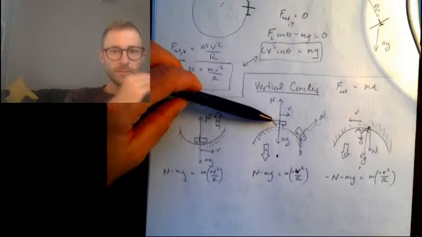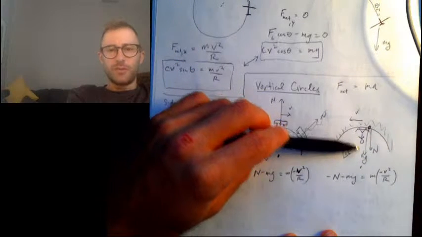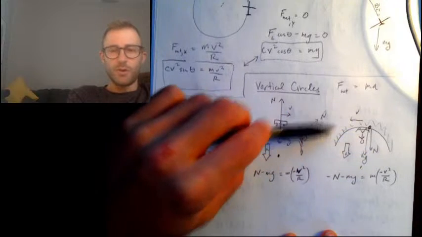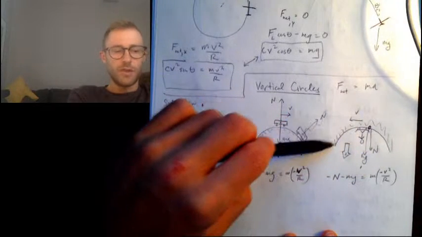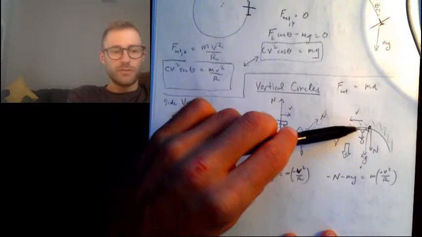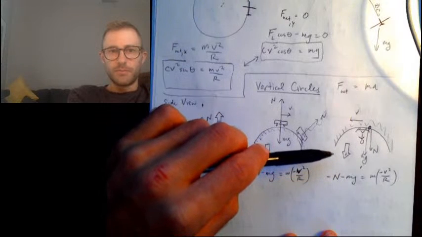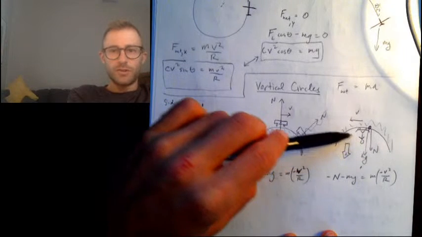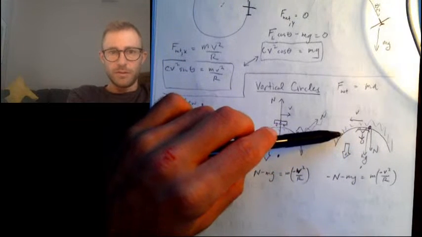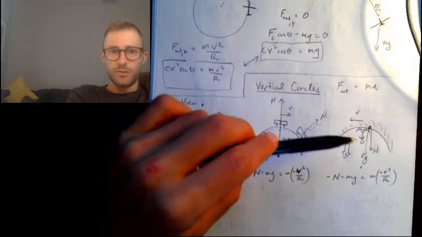Okay? All right? What about in this one? What happens if you go too slow? What if you're a skateboarder and you go too slow over the top of this loop? You would actually fall out of the loop. So for this one, you could ask the question, well, what is the minimum speed that you have to have in order to not lose contact?